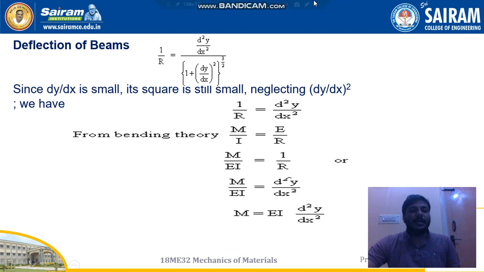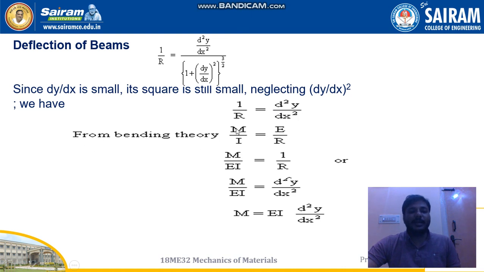Now it becomes 1 by r, that is 1 by r will be equal to d square y by dx square. When I differentiate, tan theta, 1 plus dy by dx whole square to the power 3 by 2. Since dy by dx is small, its square is still small, so we neglect dy by dx square because it is very small. So now we have 1 by r equal to d square y by dx square.